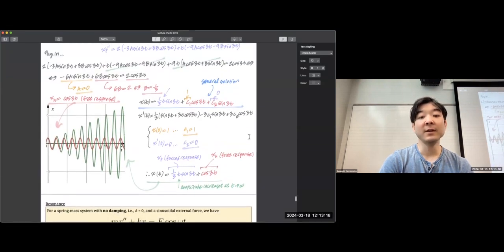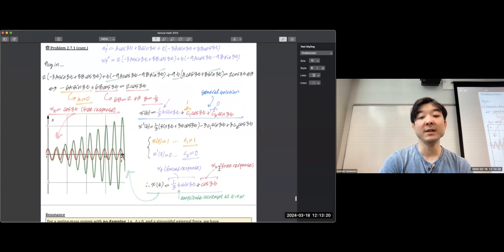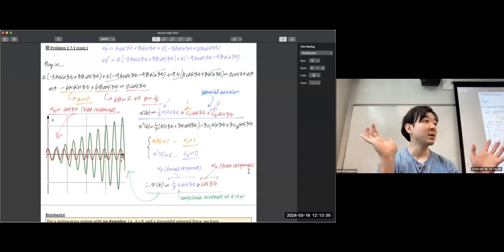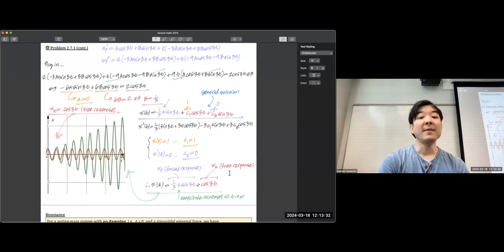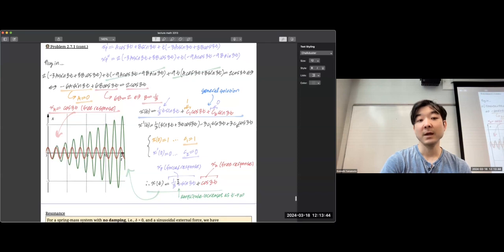People have different additional names for this. This red term is your homogeneous solution, XH, but people also call that the free response. It's the response of the system if you just let it be on its own, like it's free. And then XP is your forced response. It's the response that you are causing the system to have due to your forcing, which is the shaking that you did. So that's called the forced response.